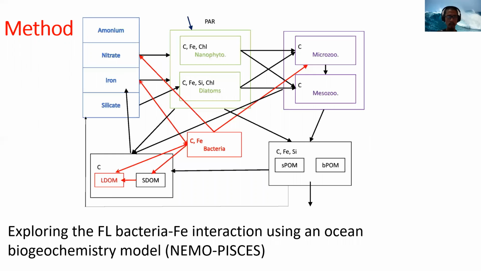To do that, I'm going to use an ocean biogeochemistry model. I'm going to use a global model because I'm interested in global processes. I'm not going to go into details here, but basically the model represents the cycling of all major nutrients like ammonium, nitrate, iron, and silicate. And the model also represents different types of phytoplankton, bacteria, and zooplankton.